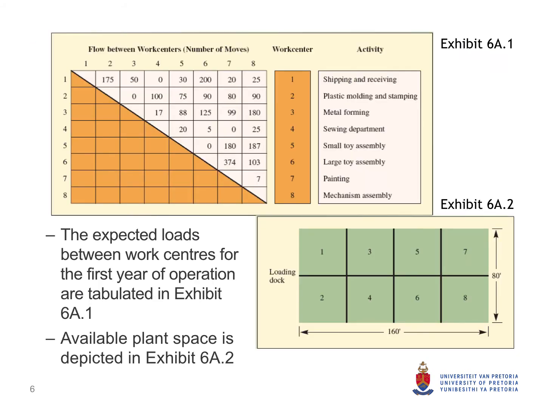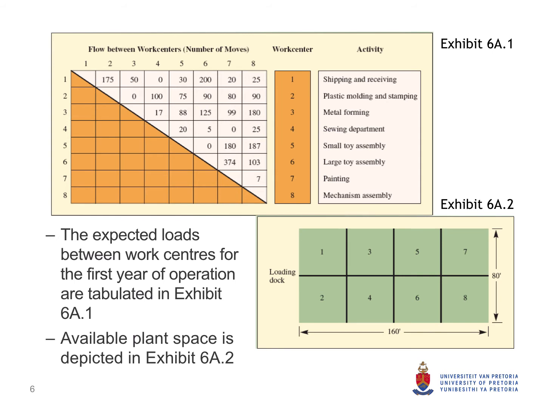The top figure gives the annual number of trips between work centers. For example, there will be 125 trips between work center 3 and work center 6. That is in any direction. In this case, given that work center 3 is metal forming and work center 6 is large toy assembly, the bulk of movement will probably be from work center 3 to work center 6.